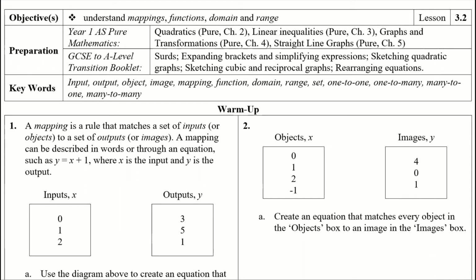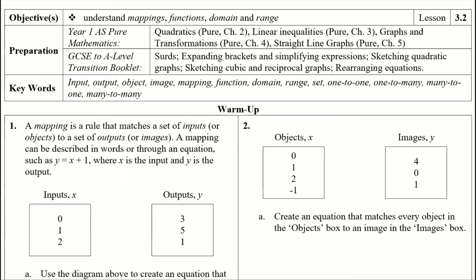Today we're going to look at 4 properties. We're going to look at mappings as a precursor to functions, functions themselves, and we're also going to look at aspects of functions that we call domain and range. So there are going to be lots of keywords today that you'll need to be aware of as we progress through the lesson. There are 4 warm-up questions as usual. Please read the questions carefully, pause the video, and I'll go through the solutions with you.